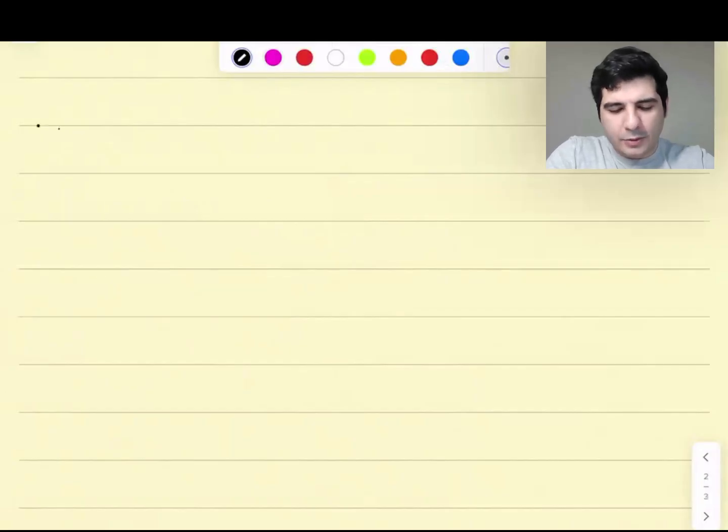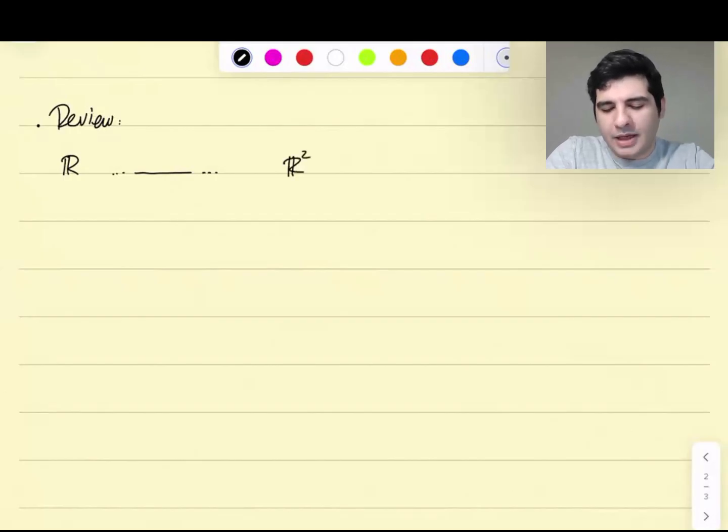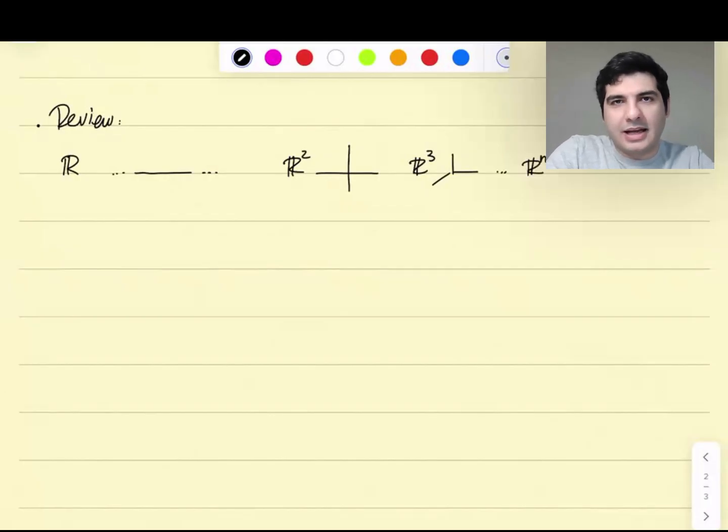So as a very quick review, let's remember that in the world of real numbers, we would think about R, the set of real numbers, as a real line, as a one-dimensional object, right? We would think about R2, the flat plane, as a two-dimensional real vector space. R3 as three-dimensional, and we could think about Rn for any positive integer n as an n-dimensional real vector space.